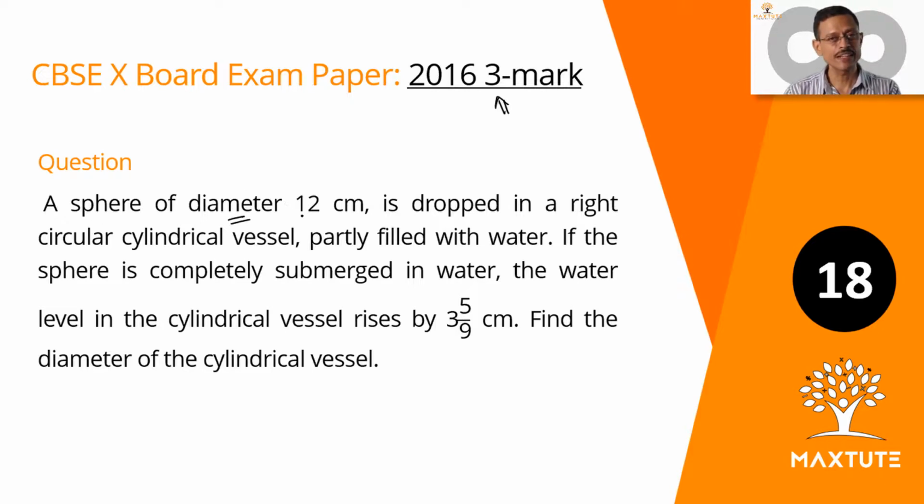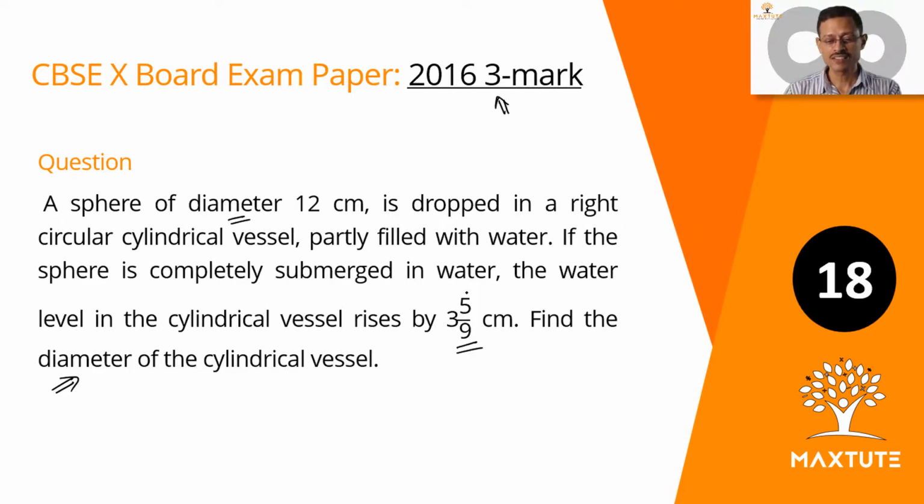A sphere of diameter 12 centimeters is dropped in a right circular cylindrical vessel, partly filled with water. The sphere is completely submerged in water. The water level in the cylindrical vessel rises by 3 and 5/9 of a centimeter. What we have to find out is the diameter, not the radius, of the cylindrical vessel.